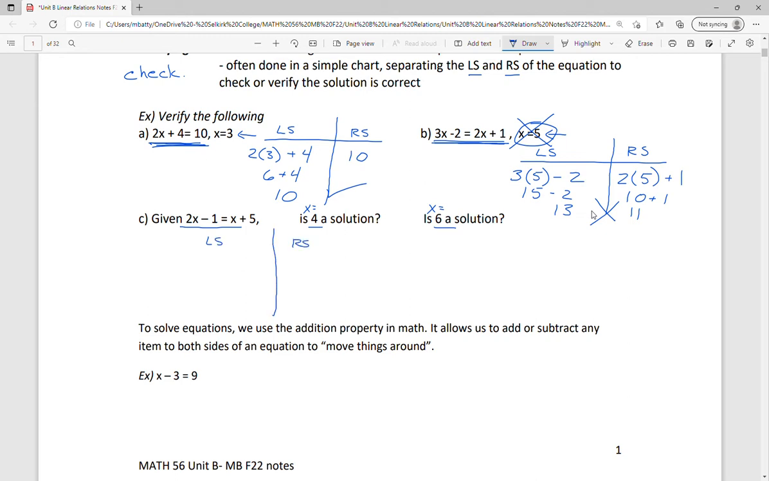So I'm going to break this up into the left side and the right side. And you don't have to do it in a chart, but I tend to find when I look back at my notes, it makes it look a little bit more sensible. And I'm just subbing in the 4 wherever I see the x. I'd have 8 minus 1 and 4 plus 5, which is 9, and 7. So in this one, the two sides don't equal, which means that 4 is not a solution.